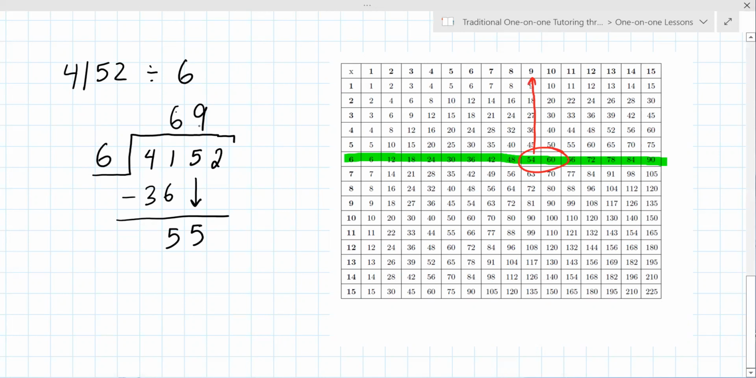Okay. What is 9 times 6? 54. Okay, then you subtract again. 1. Bring the 2 down. 2. Goes in 2 times. Good.